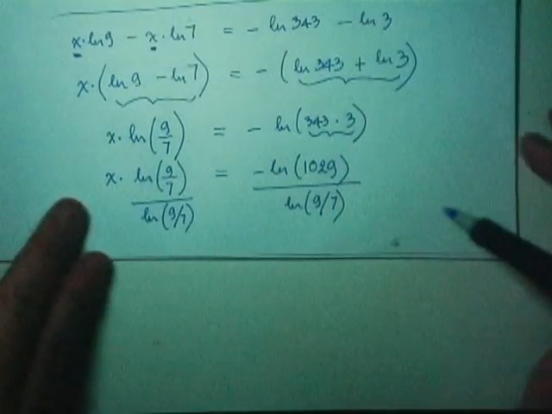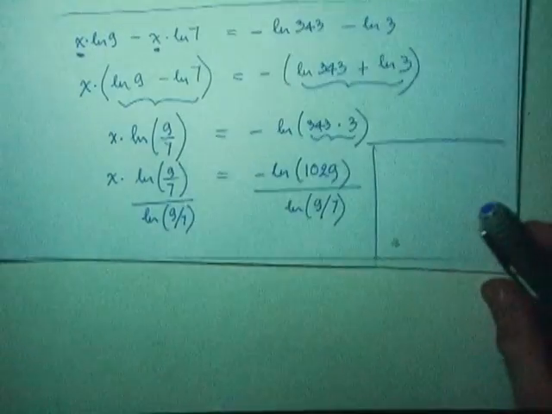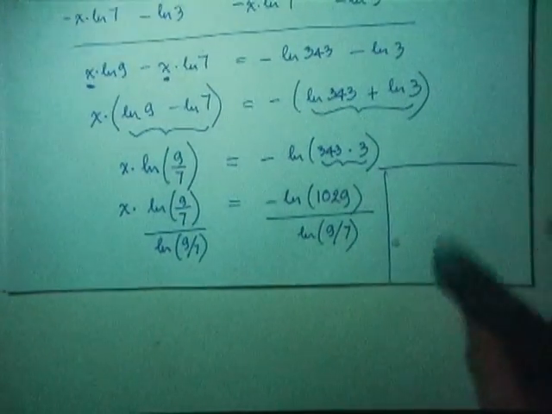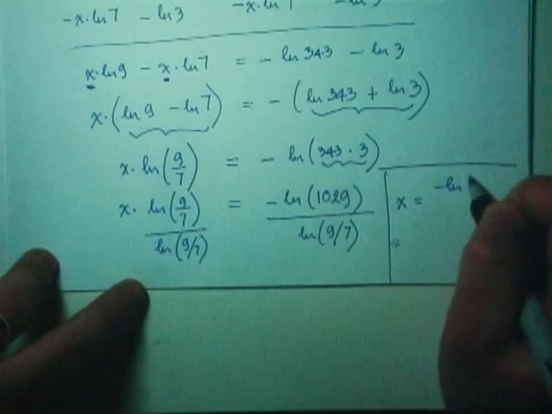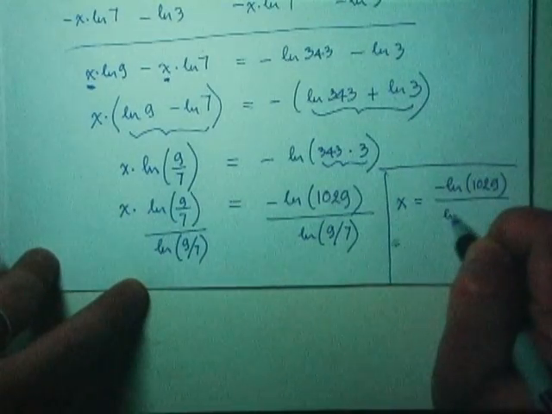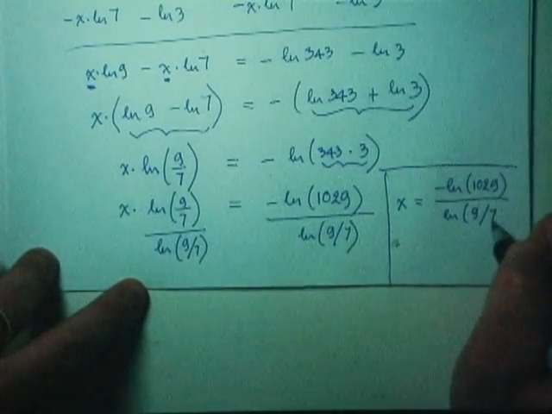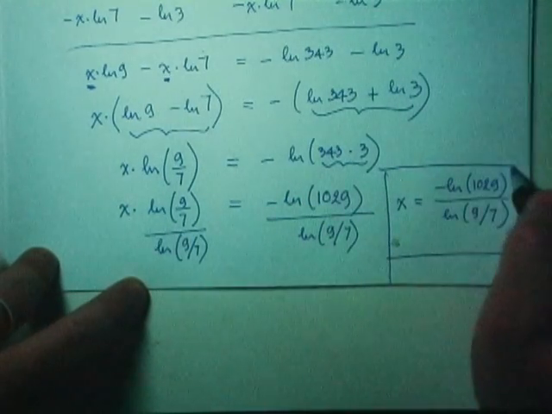So now finally, my answer to this equation will be simply x equals minus natural log of 1029 over natural log of 9 over 7. And this is my only answer that I can find in this problem.